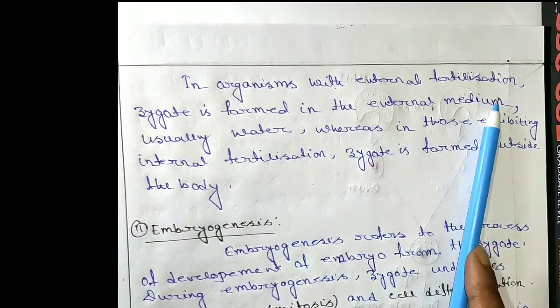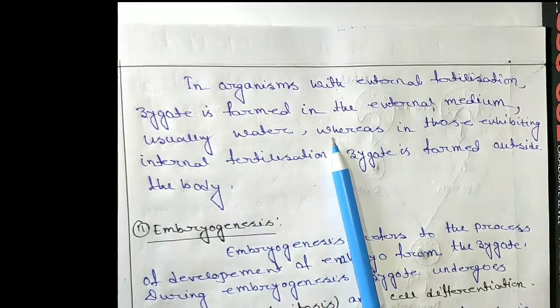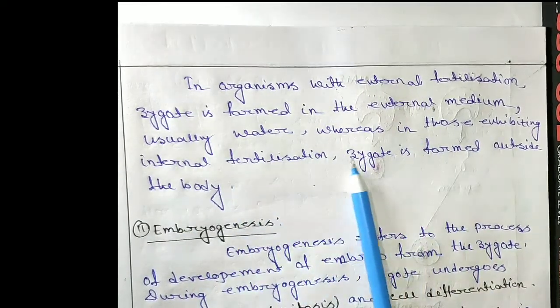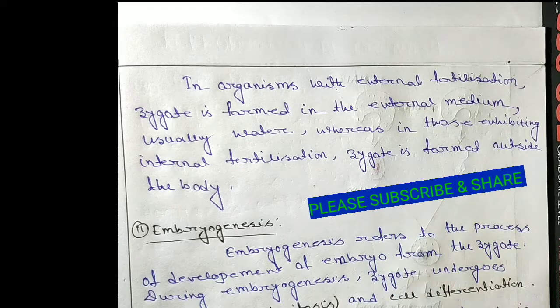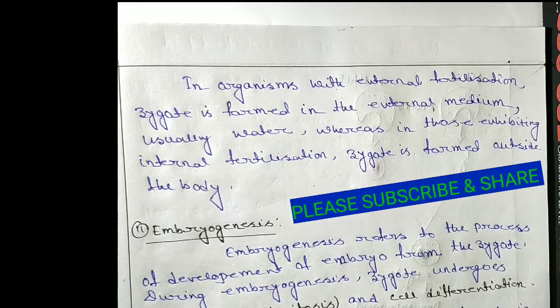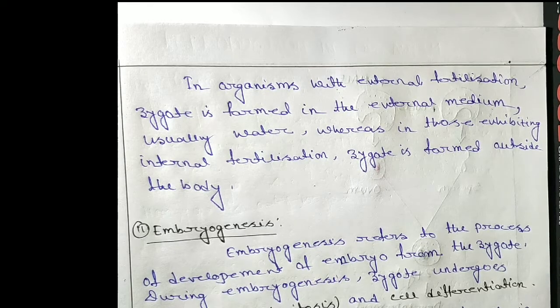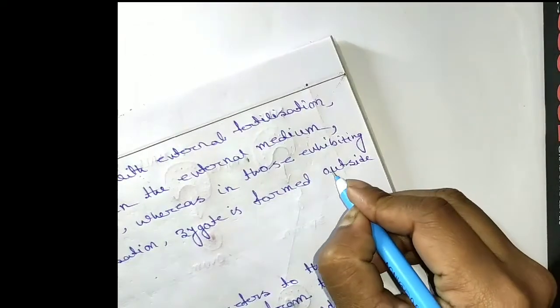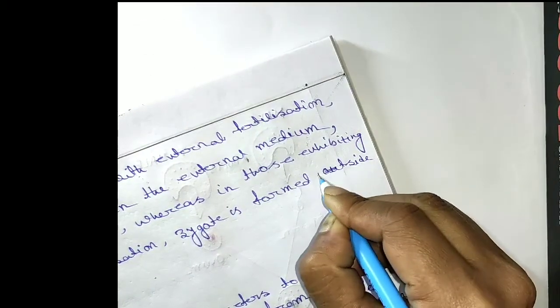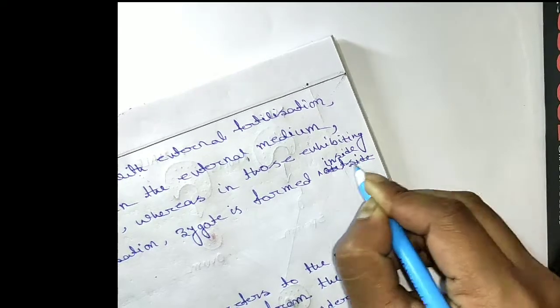In organisms with external fertilization, the zygote is formed in the external medium, usually water, whereas in those exhibiting internal fertilization, the zygote is formed inside the body. That means in external fertilization, the zygote is formed outside the body, and in internal fertilization, the zygote is formed inside the body.